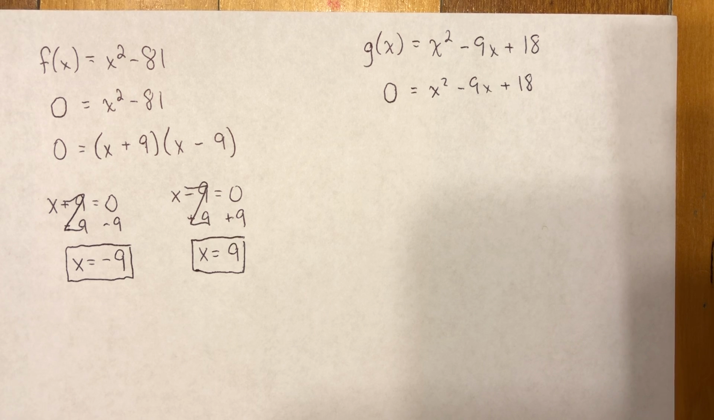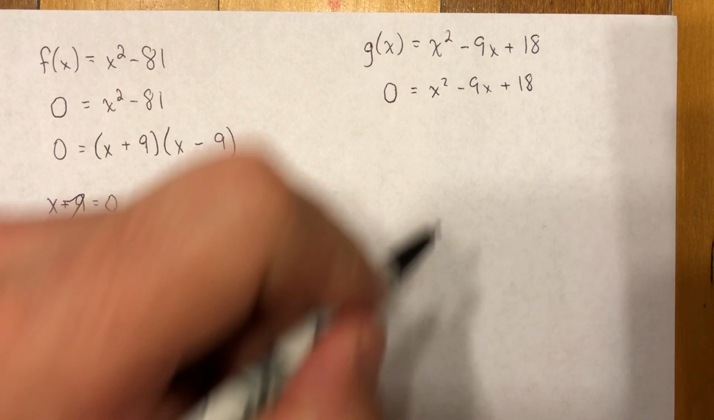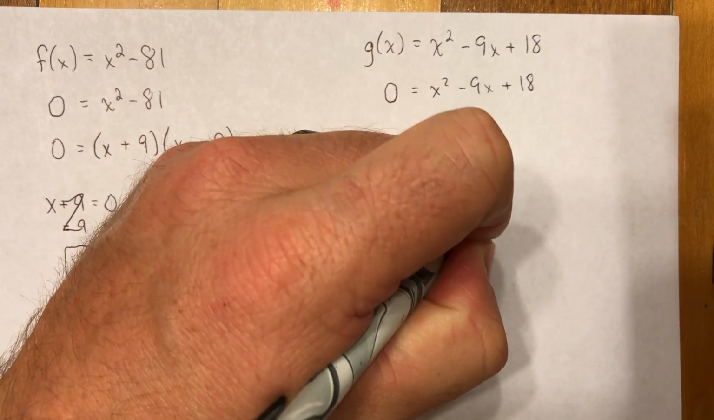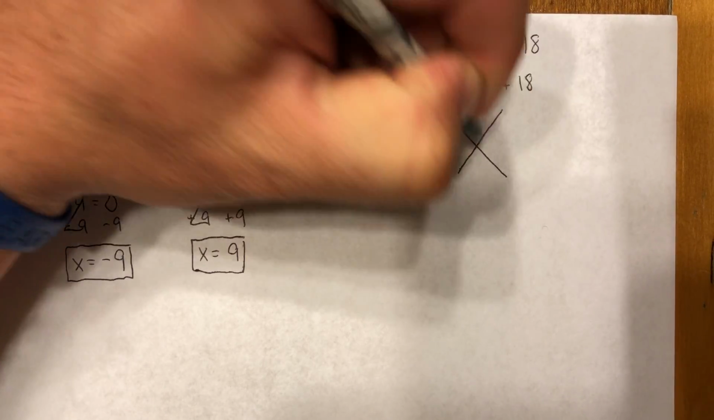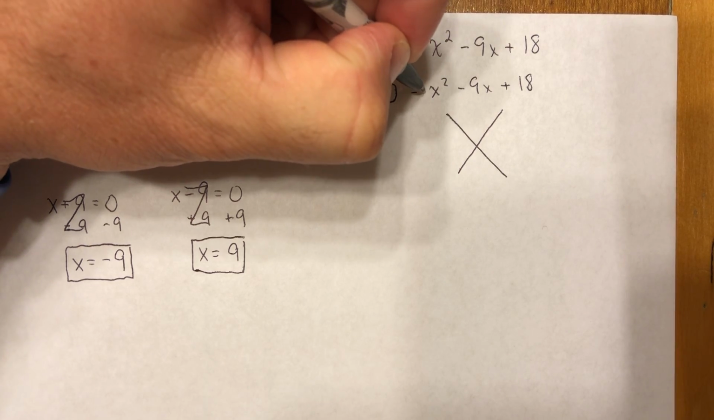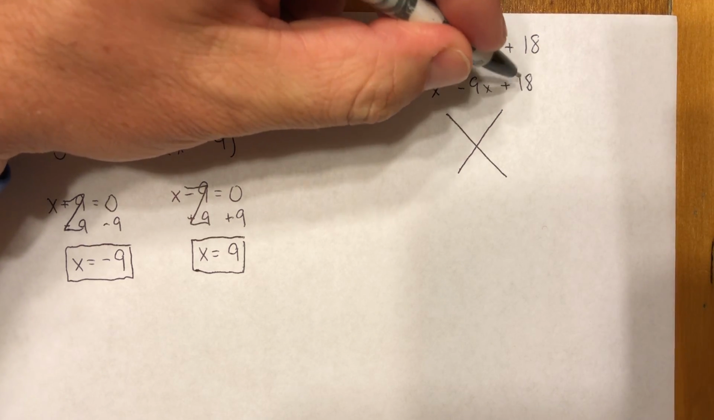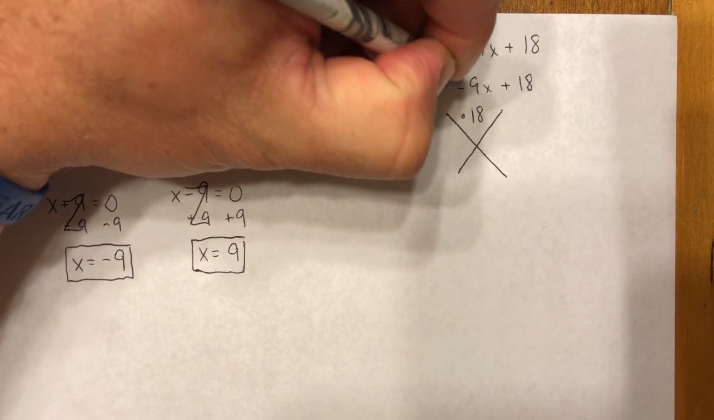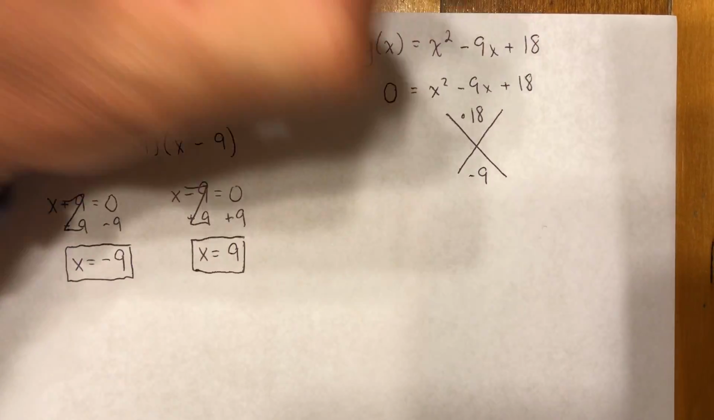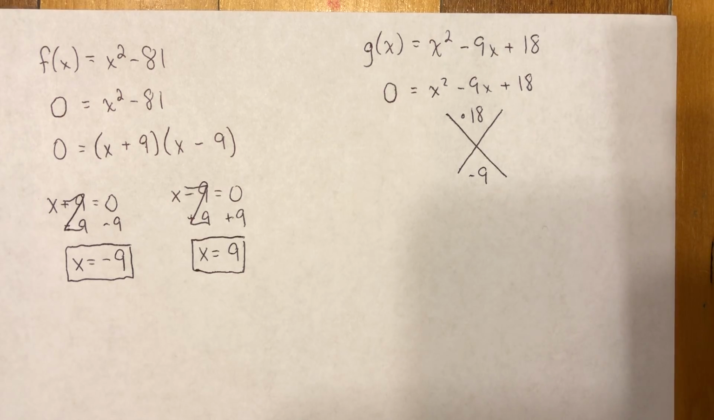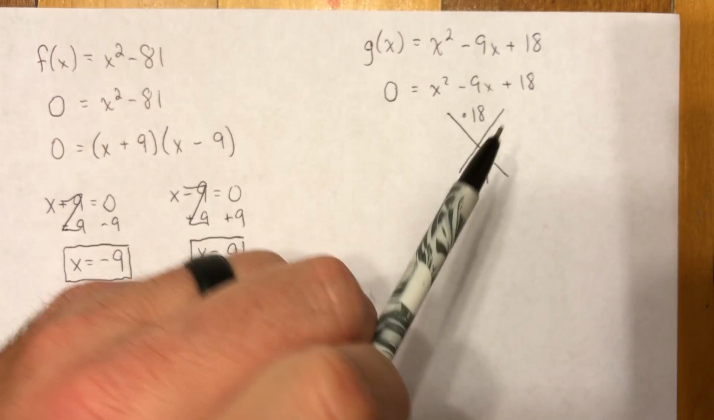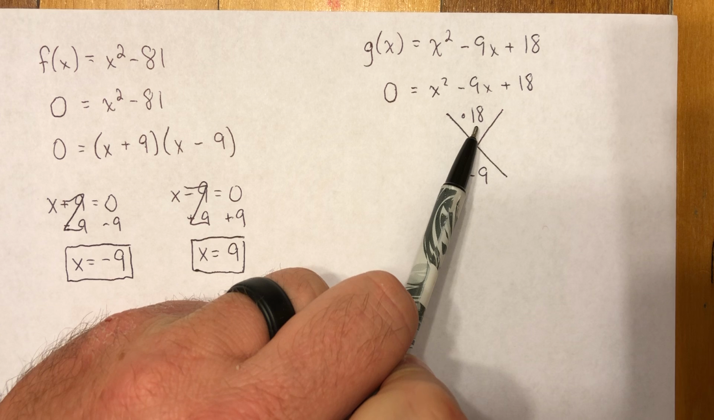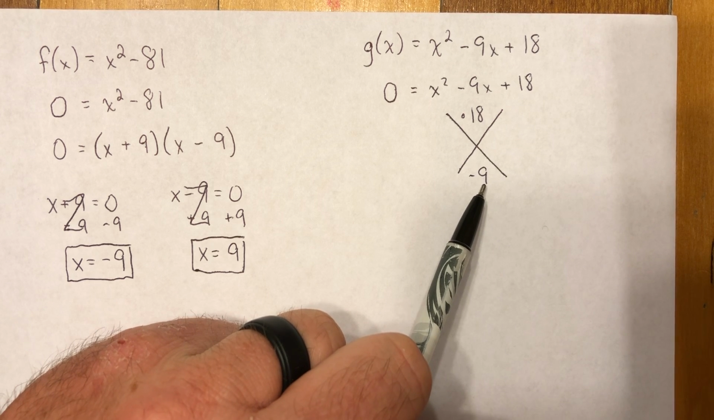If you were in my class, and even in Mrs. Trejo's class, we learned how to use the x. If you want to do that, you're more than welcome to. Again, the x is found by multiplying the a number, which in this case is 1, times c. So 1 times 18 is 18. That goes on top. And on the bottom is our b, which in this case is a negative 9 or a minus 9.